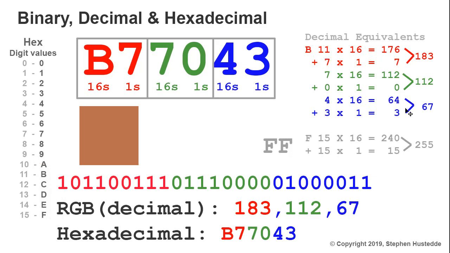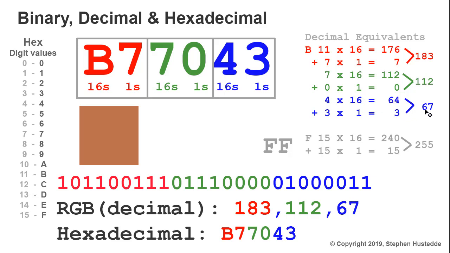So I can show you the math over here of how we can convert from a hexadecimal to a decimal value. We take the 16's digit, which is B, that's a value of 11, times 16 is 176. I'm going to add to that the 7 value times 1, which is 7. Add those two together and we get 183. Same with the green. 7 times 16 is 112. 0 times 1 is 0, it's 112. And then for the blue, we have 4 times 16, which is 64.